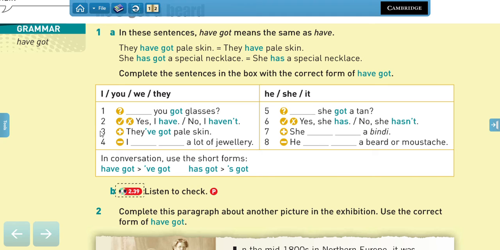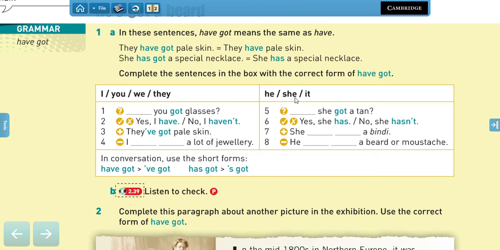So, try to complete this box with the words that are missing. The first one is a question. For the subject you, we use the word have. Have you got glasses? And the answer would be, yes, I have. No, I haven't. Positive sentence: they've got pale skin. This is the short form. They've got or they have got. And for negative, we say, I haven't got a lot of jewelry.